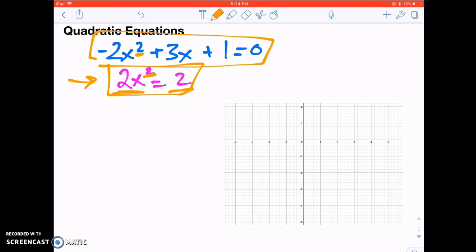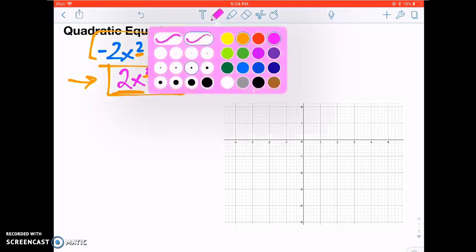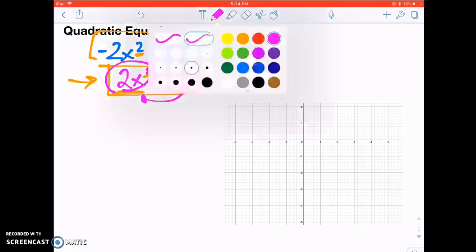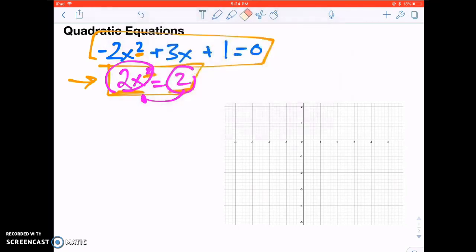We have to get everything on the same side of the equation. In this one, you have two options. We could either move this to the other side, or we could move this over to that side. I'm going to move the 2 over. It doesn't matter which one you do. So let's take a look.